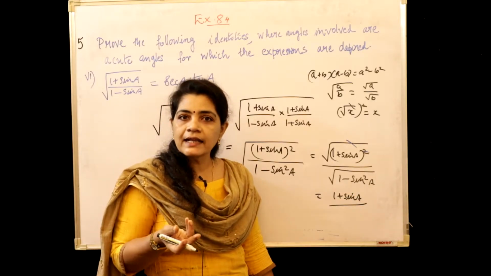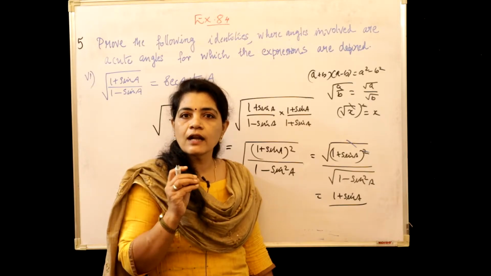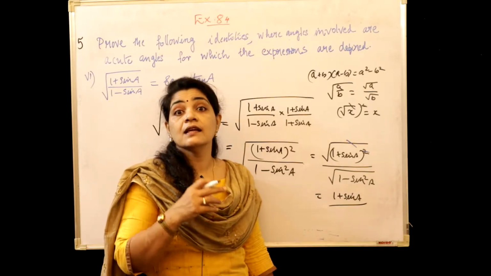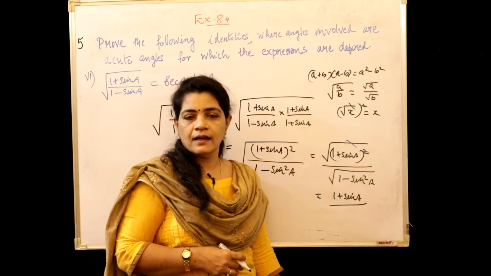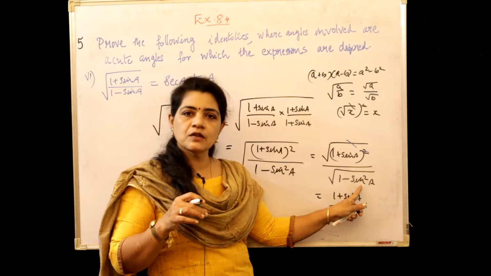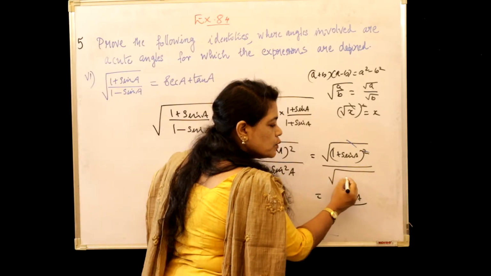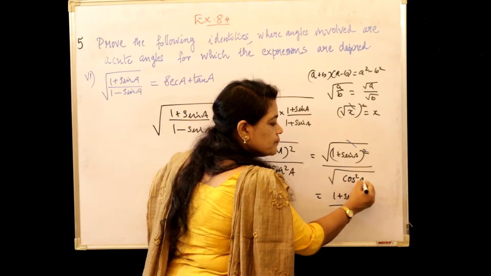Can we apply the identity? Which is the identity? First identity, you can write that 1 minus sin square A is cos square A. Understood? That means instead of this 1 minus sin square A under the square root, you can write cos square A.